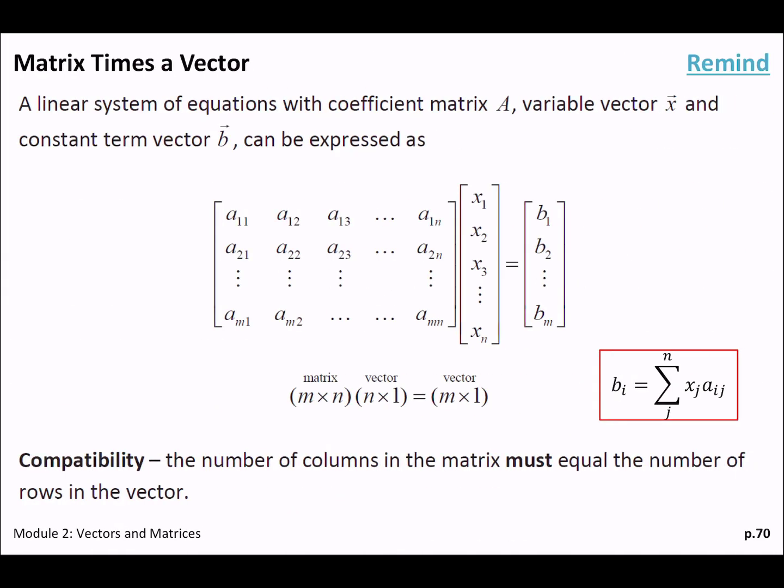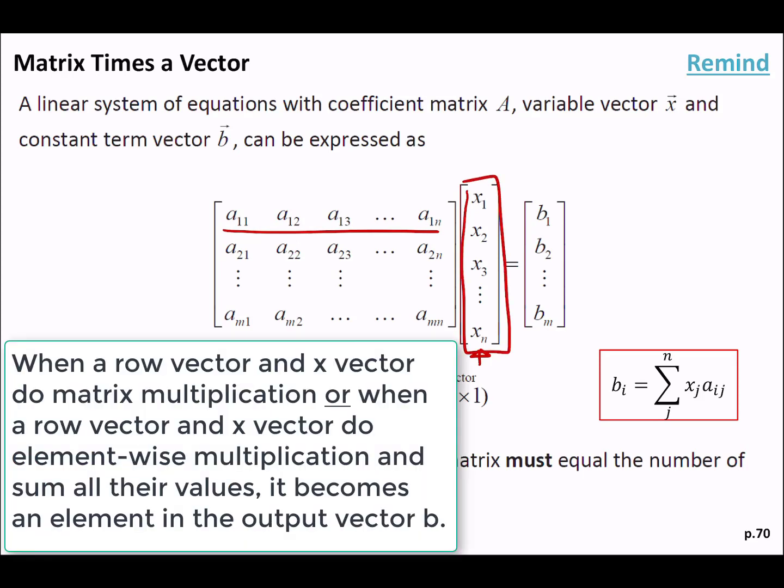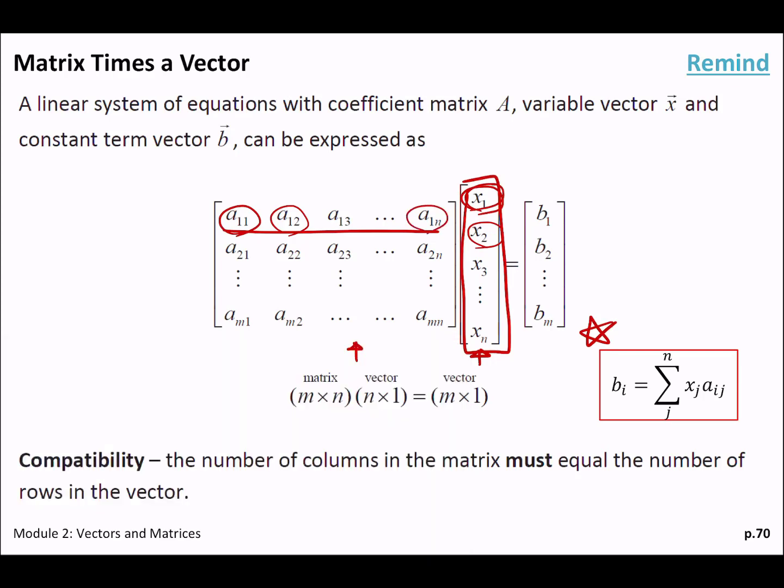Okay, so to remind your memory, here this is a matrix times a vector. These are the vector, this is a matrix. So we multiply the matrix times a vector. The operation is element-wise multiplication of the row vector and the column vector and then summation, like this. Multiply x1 times a11 plus x2 times a12 plus up to xn times a1n, and that's b1. Okay, you can compute b2 up to bm in a similar way.